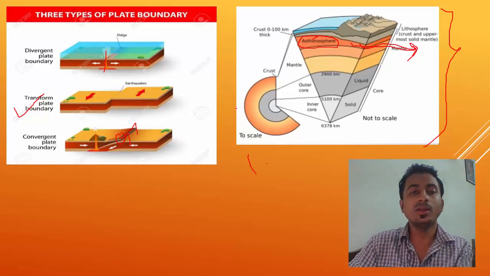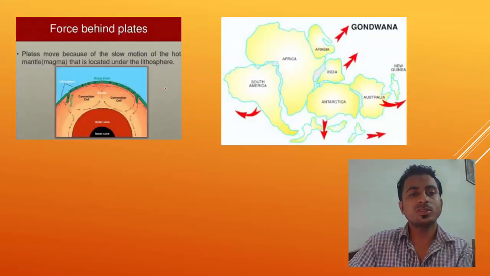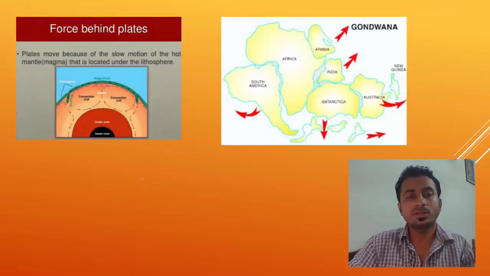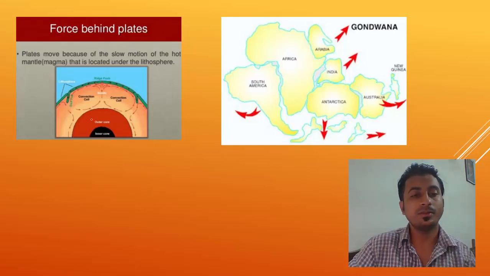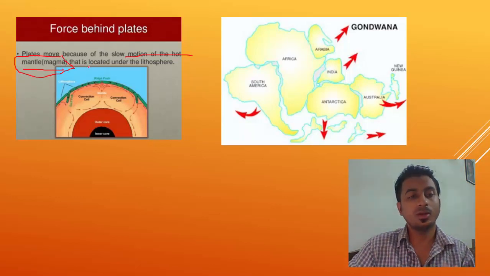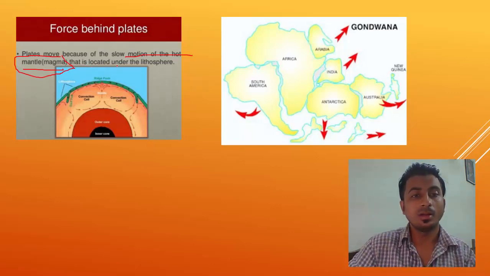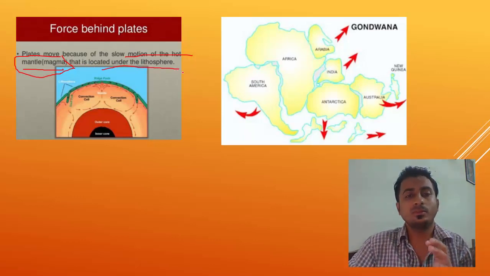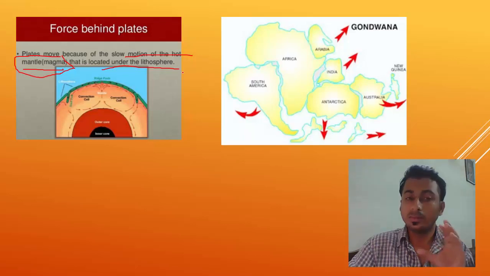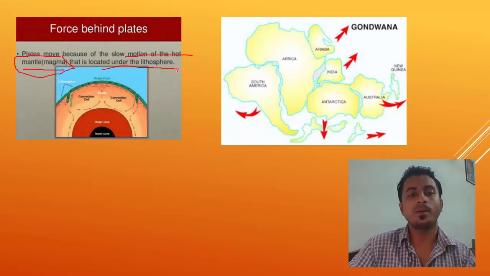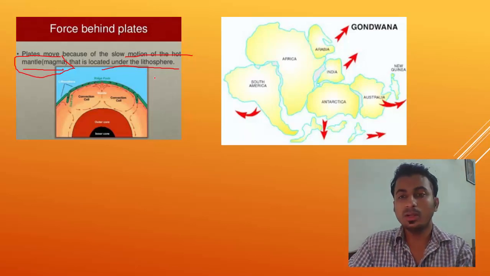Okay, now let's move on. Now, the force behind the plates. I told you about convection cells. So now they have depicted it with a diagram. So the plates move because of the slow motion of the hot mantle or magma. Okay, there is magma. Magma means liquid lava, located under the lithosphere. Lithosphere means the portion of the earth on which we live. Okay, so that layer is called the lithosphere.